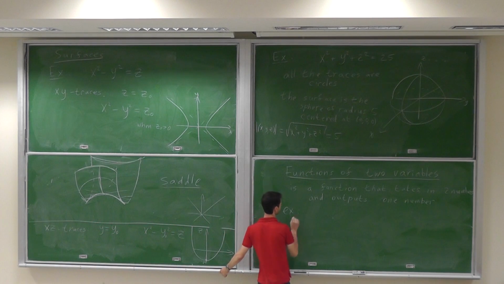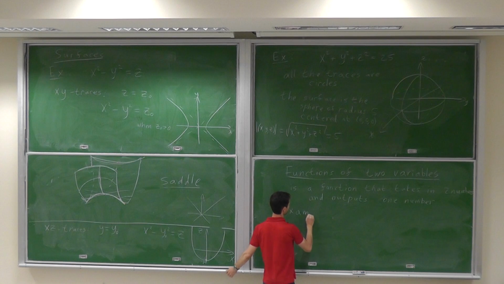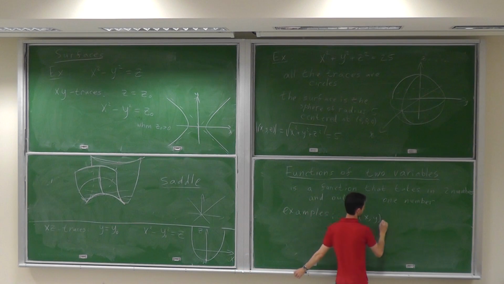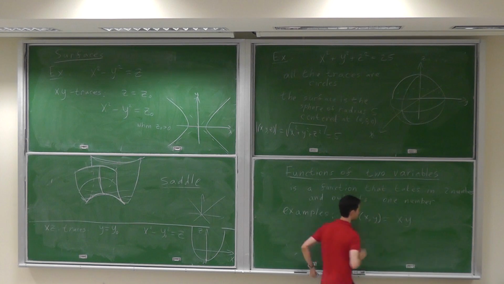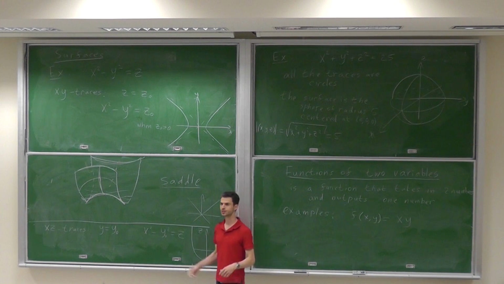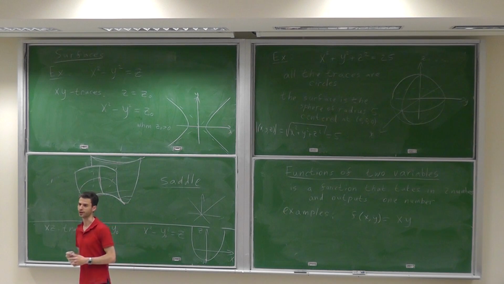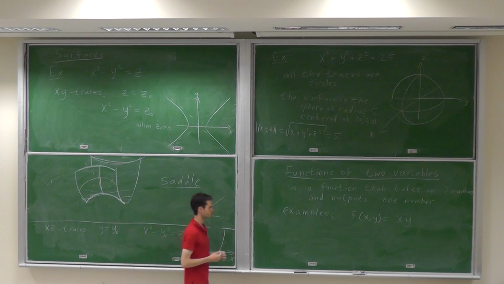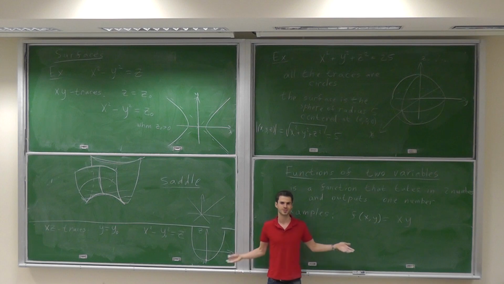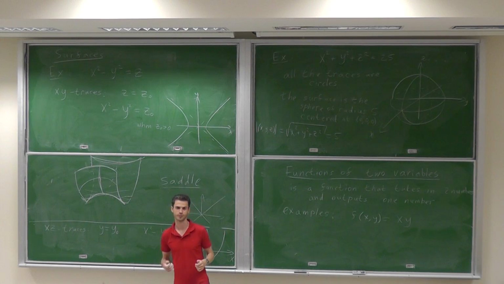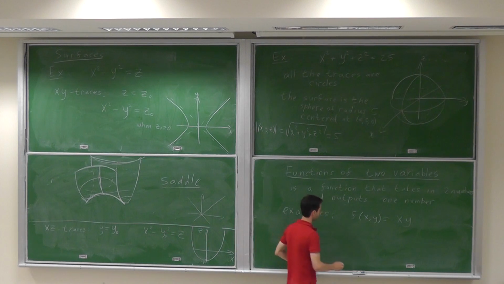Examples. Here's a function of two variables. Takes in x and y, outputs their product xy. So this function is, well, the multiplication function. It takes two numbers and multiplies them.